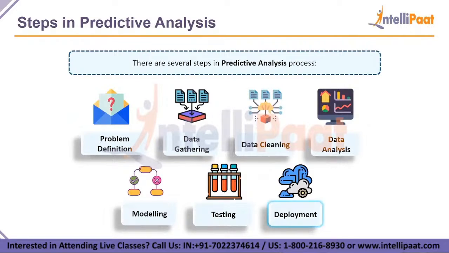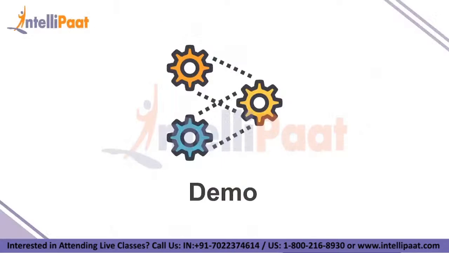And finally, once we have a model that is performing up to a satisfactory accuracy score, then we deploy it. Deployment allows us to use our model in production in our applications or allow other developers to use our application. So now let's take a look at a demo.